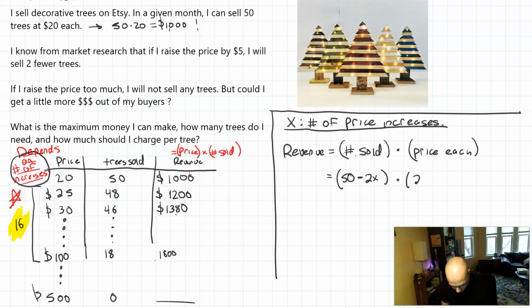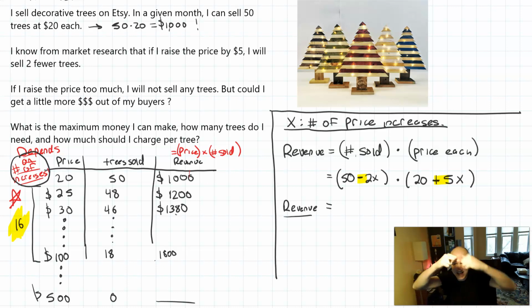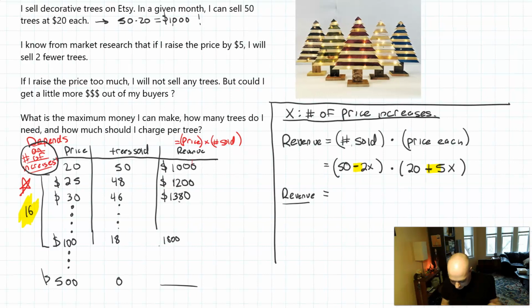The price each was $20 plus 5 times the number of times I increase the price. Every time I increase the price by 5, I'm increasing the price from 20, so 20 plus 5x. That's a quadratic that represents our revenue. And you'll notice too that you have this interesting thing where you're going to have a minus something and a plus something, because your x variables have to be in tension, right? One's kind of pulling and one's pushing. You're pushing the price up, but you're pulling the customers down. That's what's going to make this eventually turn around.